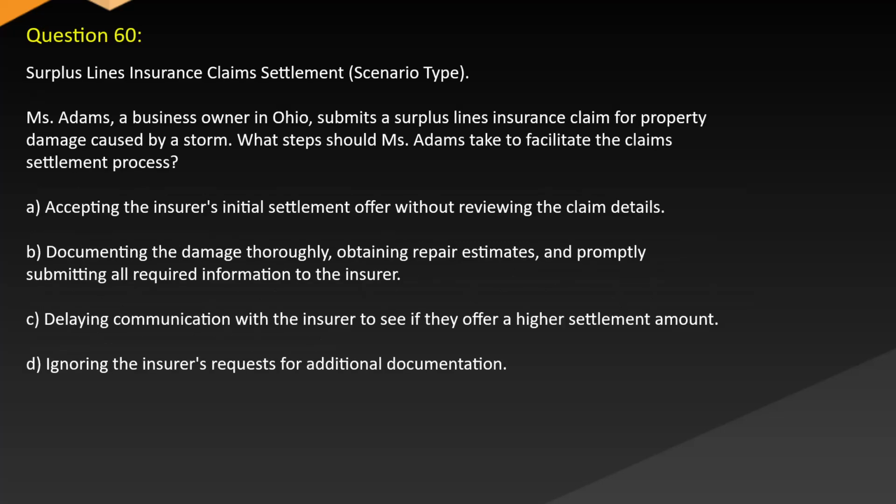3901.19. Question 60. Surplus lines insurance claims settlement scenario type. Ms. Adams, a business owner in Ohio, submits a surplus lines insurance claim for property damage caused by a storm. What steps should Ms. Adams take to facilitate the claims settlement process? A. Accepting the insurer's initial settlement offer without reviewing the claim details. B. Documenting the damage thoroughly, obtaining repair estimates, and promptly submitting all required information to the insurer. C. Delaying communication with the insurer to see if they offer a higher settlement amount. D. Ignoring the insurer's requests for additional documentation.